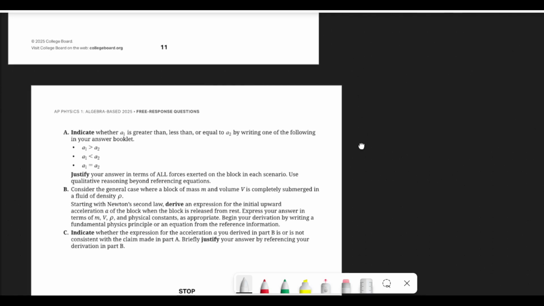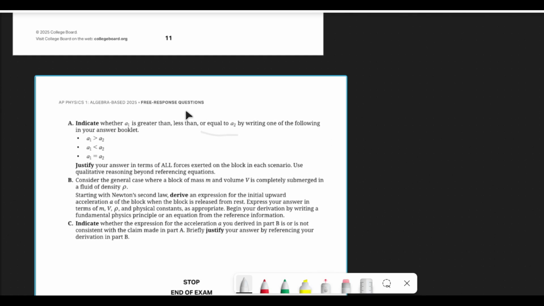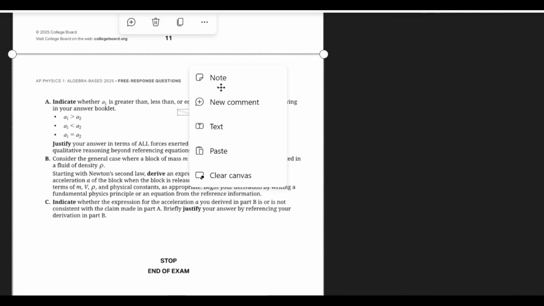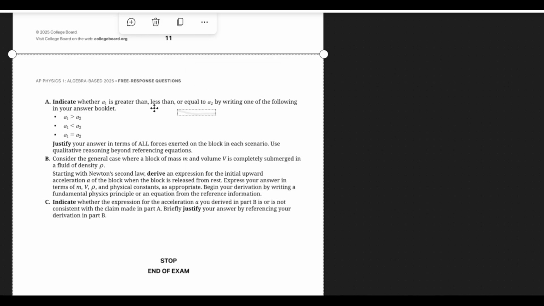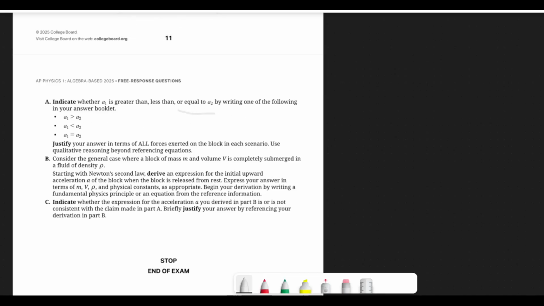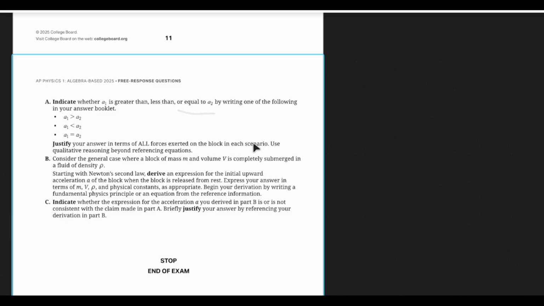Indicate whether a1 is greater than, less than, or equal to a2 by writing one of the following in your answer booklet. I want to justify my answer in terms of all of the forces exerted on the block in each scenario, using qualitative reasoning beyond referencing equations. So they really want me to just use words and my knowledge of physics to say whether the acceleration in the fresh water is greater than, less than, or equal to the acceleration in the salt water.